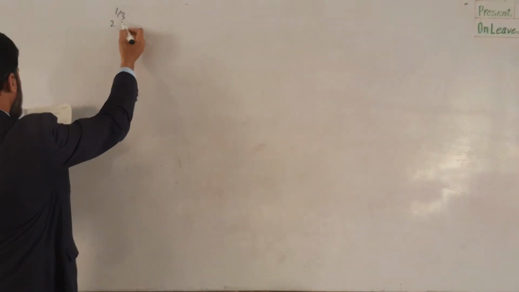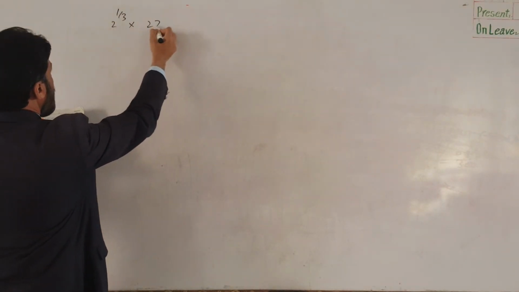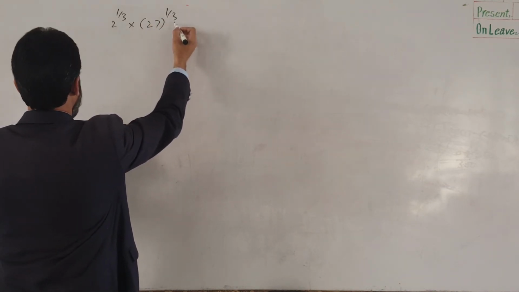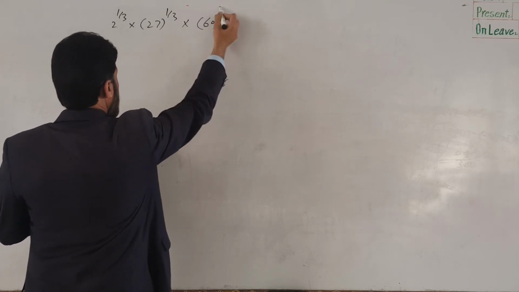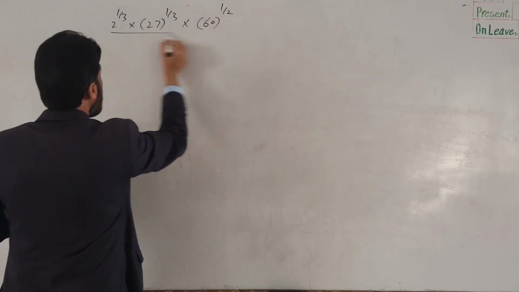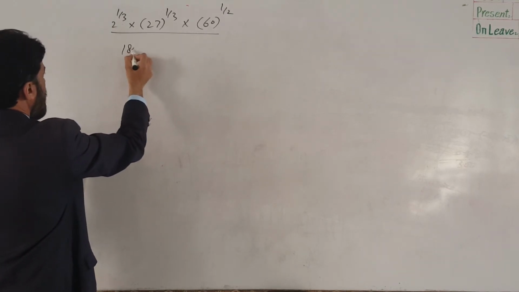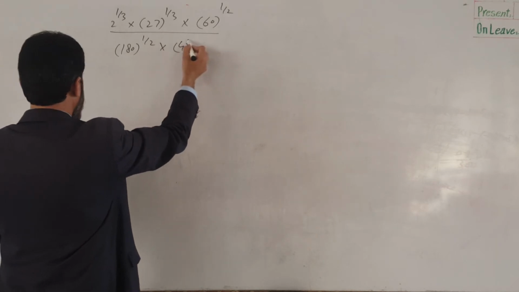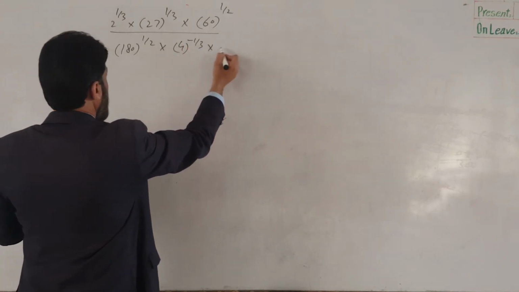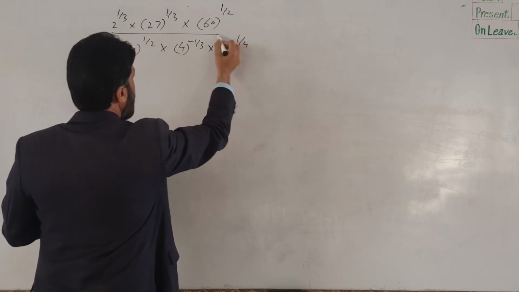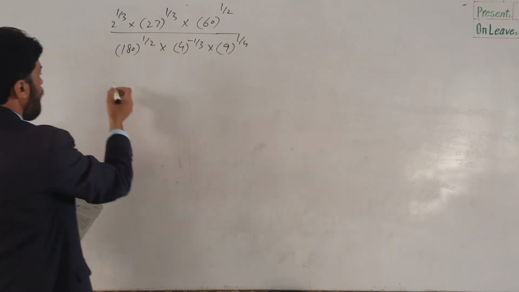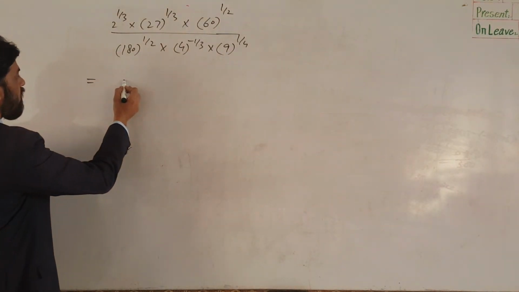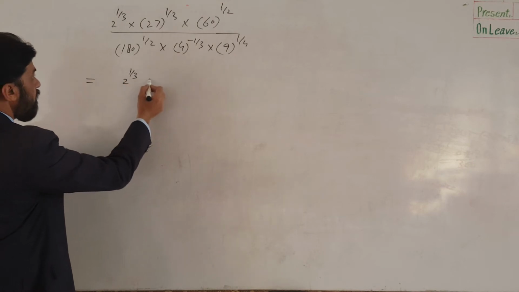Two 1 by 3 multiplied by 27 to the power 1 by 3, multiplied by 60 to the power 4 raised to power 1 by 2, divided by 180 to the power 1 by 2, 4 raised to power minus 1 by 3, 9 raised to power 1 by 4 is equal to. 2 is in its simplest form, so that will remain the same.